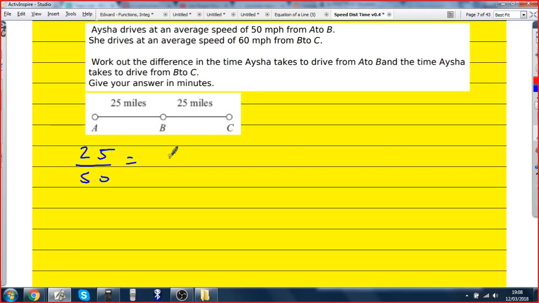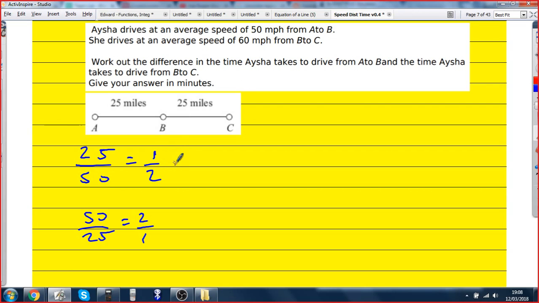For 2. That would be 50 over 25. 25 over 50. I don't know. So 50 over 25 would be 2 over 1. And so 25 over 50 over 2. Yeah. And so this was miles per hour.